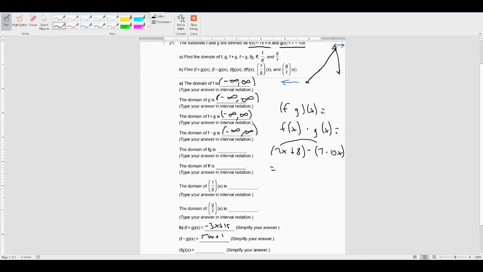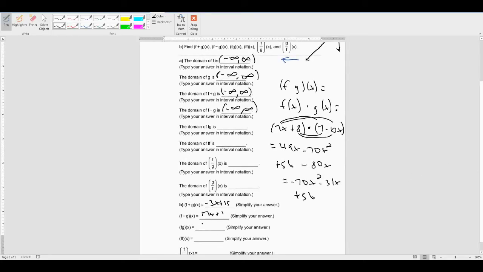Just take the 7x times 7, which is 49x. 7x times negative 10x, which is negative 70x squared. And then 8 times 7, which is plus 56. And then 8 times negative 10x, which is negative 80x. Go ahead and put it in correct order and combine like terms. This is my only x squared term, so I'm going to write it first. And then 49x minus 80x is a negative 31x. You can always use your calculator to verify if you need to. And this plus 56 is all by itself. And that's what's going to go here for all of this. So negative 70x squared minus 31x plus 56.